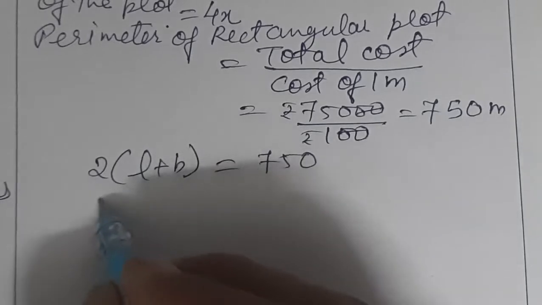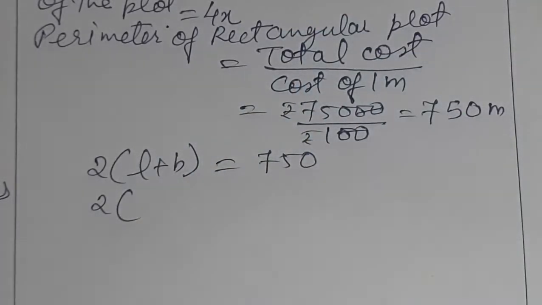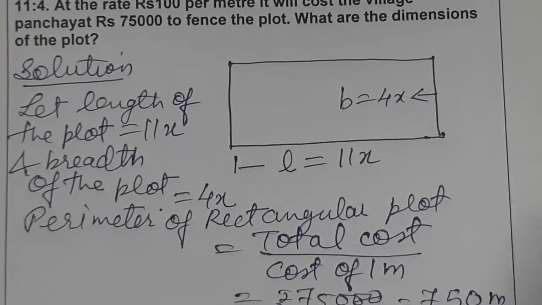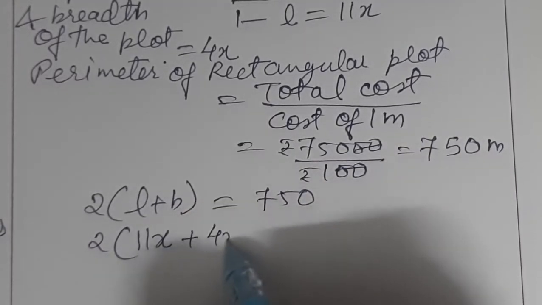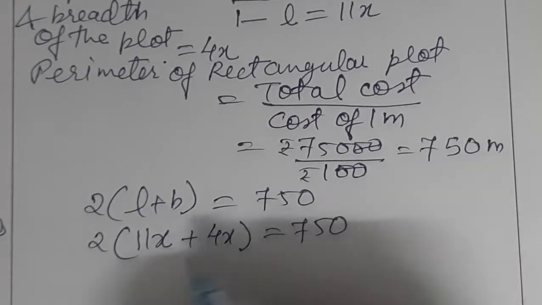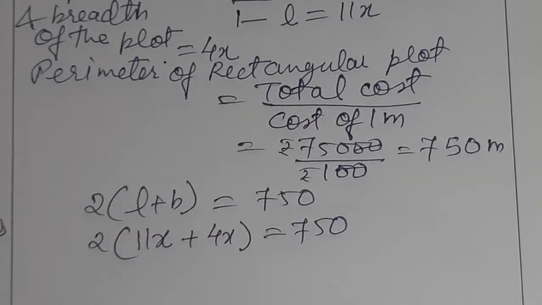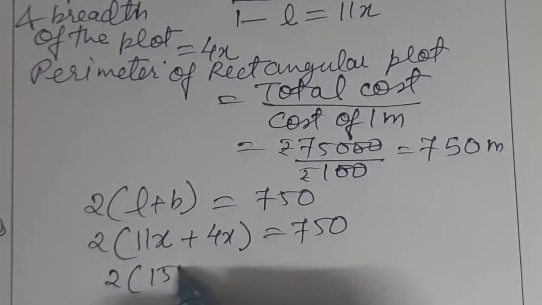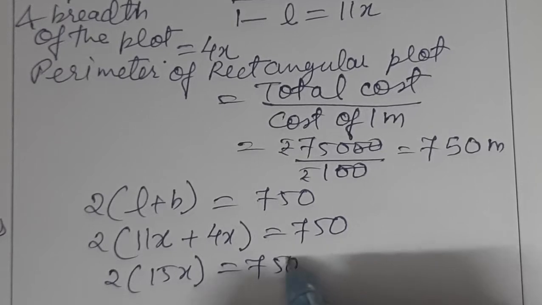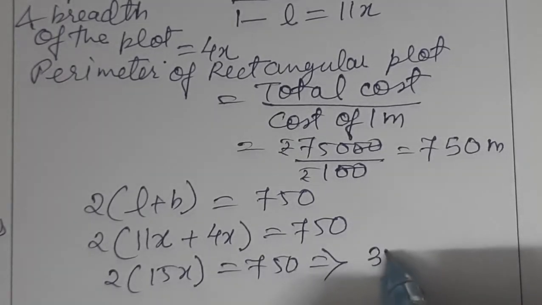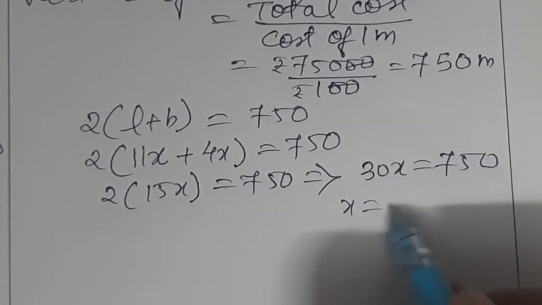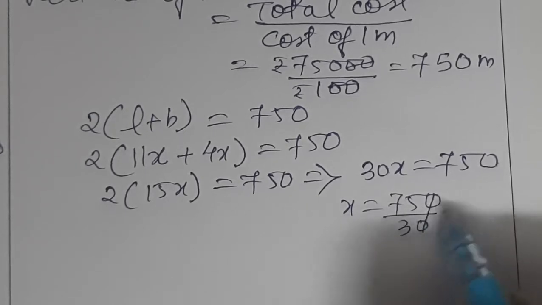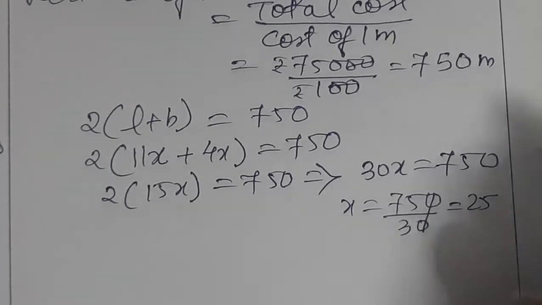Now what is length given to us? Length we assumed 11x. See, length 11x and breadth is 4x. So putting the value, 2 into (11x plus 4x) equals 750. Now we have converted into an equation. Now let's solve. 2 into (11 plus 4), 15x equals 750. It implies 15 2s are 30x. 30x equals 750, means x equals 750 by 30, that is equals to 25. So we got the value of x as 25.